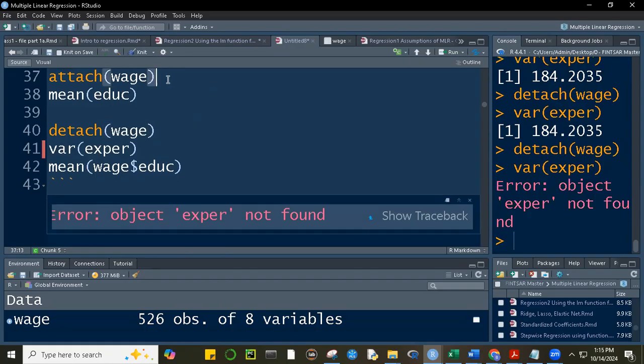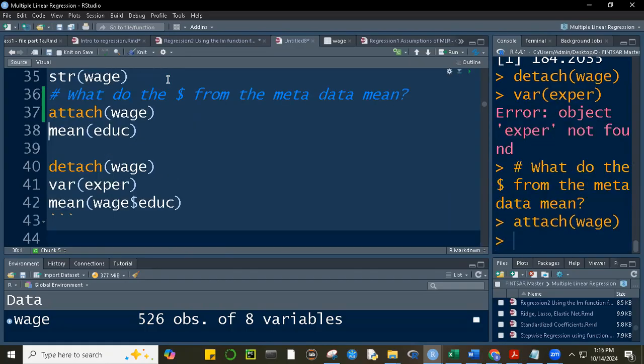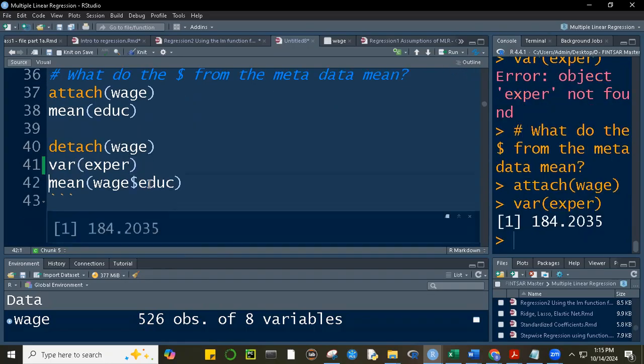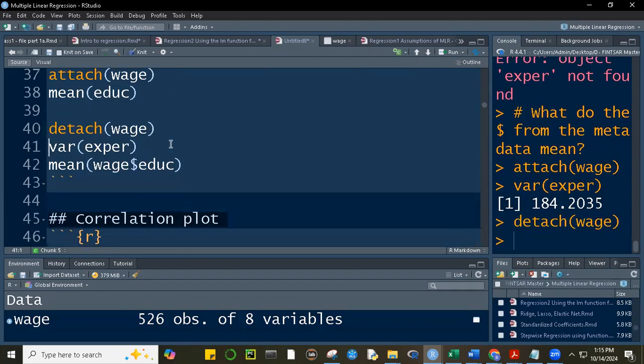Okay, if I attach again, ulitin ko attach wage. Ayan, naka-attach na siya, di ba? Here, take a look at my console, naka-attach siya. Kunin ko ulit si var, variance ng experience. Mag-run ulit siya. For the last time, i-detach ko ulit siya, detach wage. Okay?